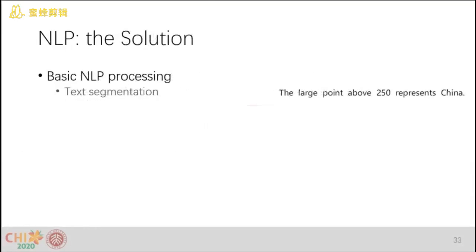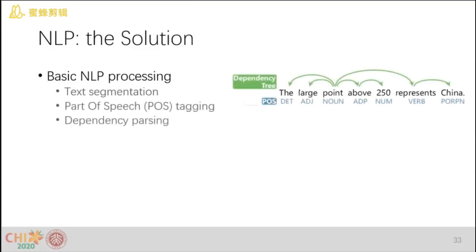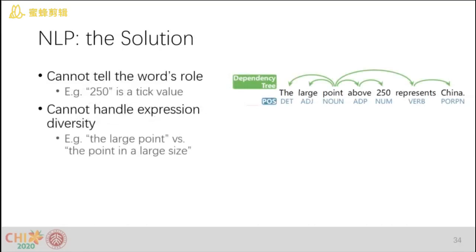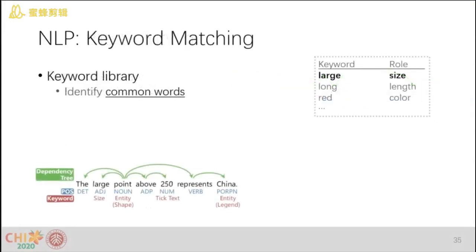We first apply basic NLP techniques including text segmentation, POS tagging, and dependency parsing. However, a word's part of speech doesn't tell about its type or role in visualization. The dependency tree cannot handle different types of expressions. We use keyword matching to detect the types of words. Specifically, we build a keyword library that contains a common vocabulary for visual descriptions.